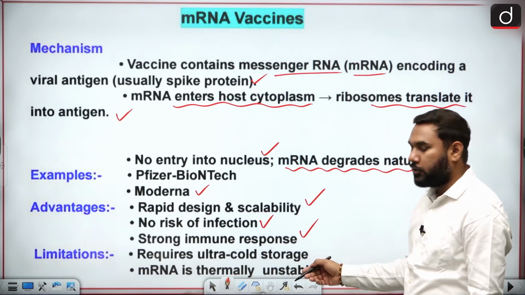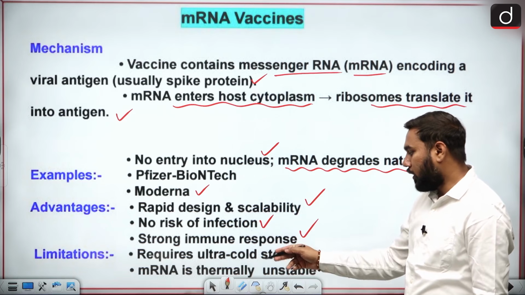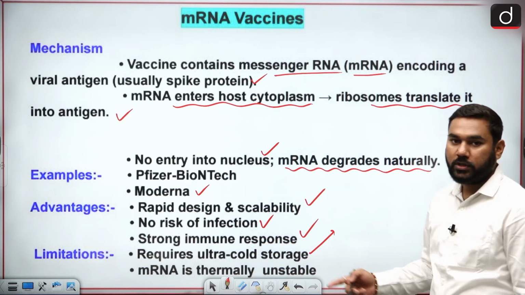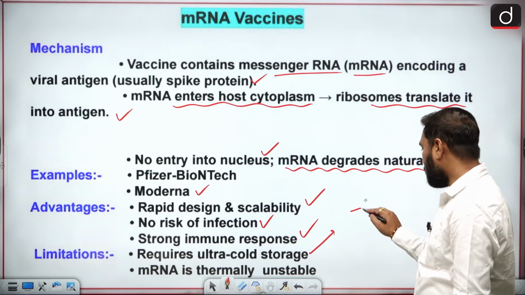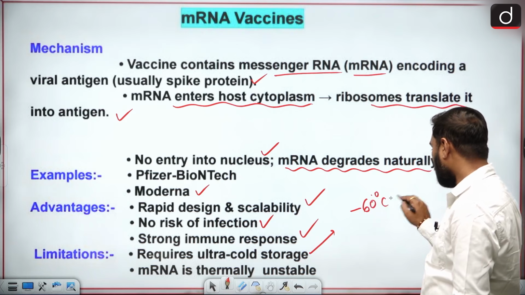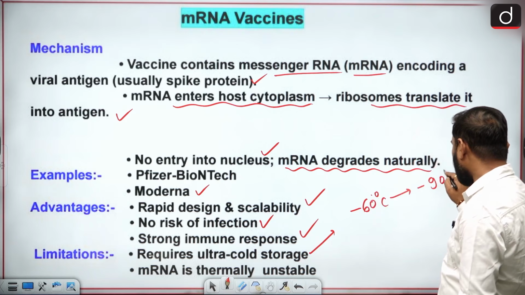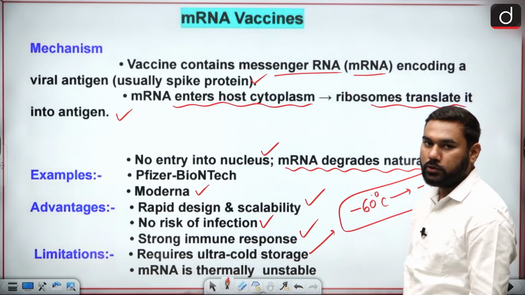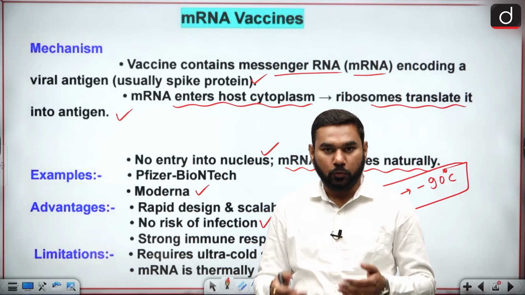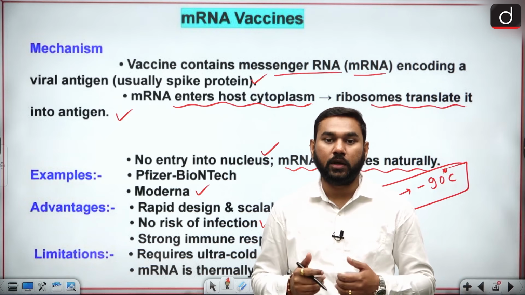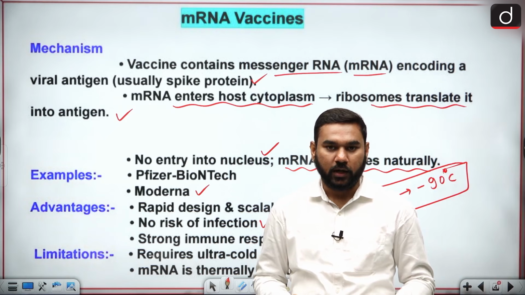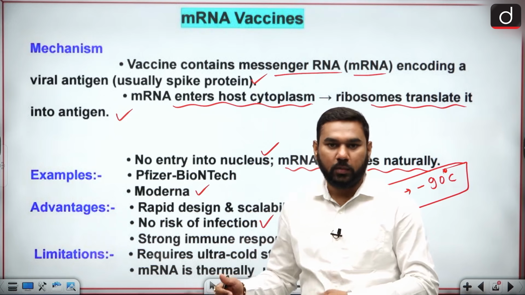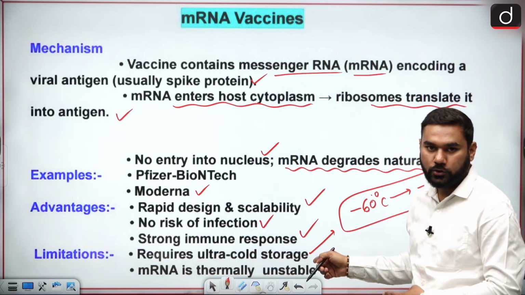And what are the limitations behind it? They require ultra cold storage. This is the big problem. If I tell you about the storage problem, minus 60 degrees Celsius to minus 90 degrees Celsius, this kind of minimum temperature is required for storage of this vaccine. So before the build-up of this vaccine, we need to build the storage capacity. And in India, we have the capacity to develop mRNA-based vaccines, but storage is the problem.